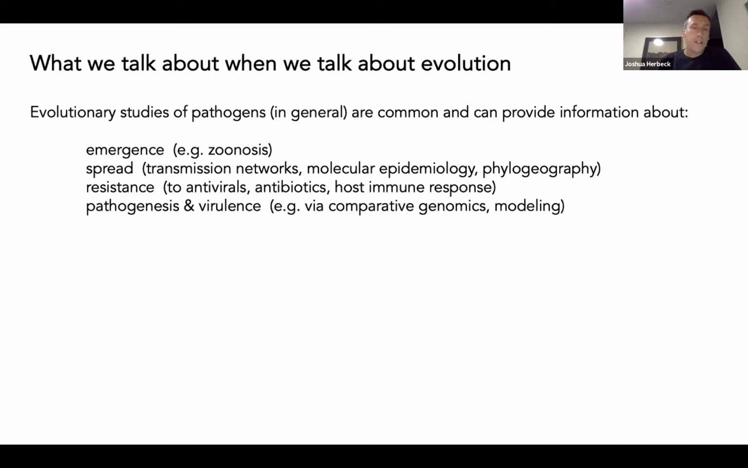And so we can ask these questions from an evolutionary perspective. We can ask about emergence, spread, of course, the central questions of PANGEA. We can reconstruct transmission networks, do molecular epidemiology, do phylogeography. These questions range from historical to current focus questions. Ask about resistance to antivirals, antibiotics, host immune response, vaccines, and of course, pathogenesis and virulence using genomics or modeling, or a combination of the previous three. So these are fairly common approaches, things you can ask with evolutionary perspectives for many pathogens, not all.